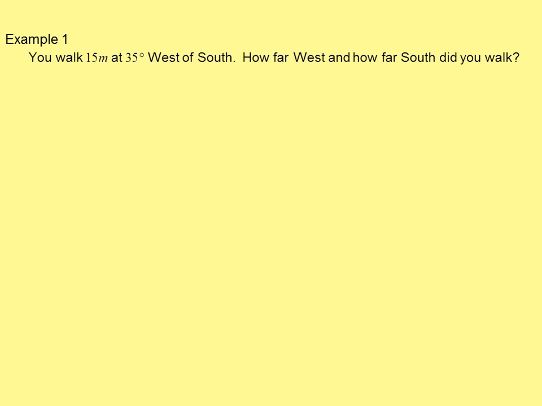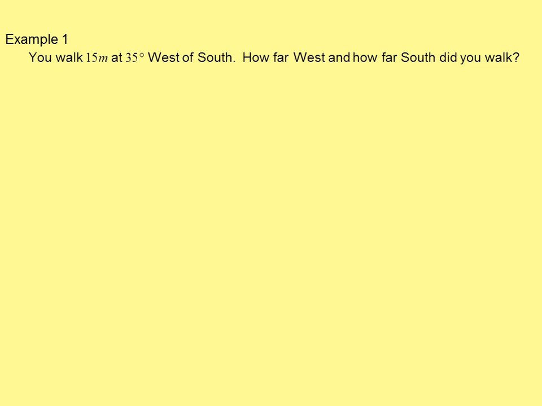And so here's an example. You walk 15 meters at 35 degrees west of south. How far west and how far south did you walk? But like every vector problem, the first step is to draw a good vector diagram, and the math will lead from there. I'm going to draw one to an internal scale within my PowerPoint. You guys will just sketch vector diagrams and then use the trig to find the answers.